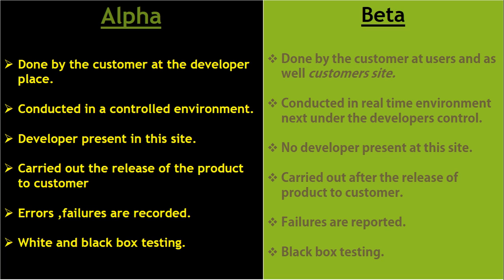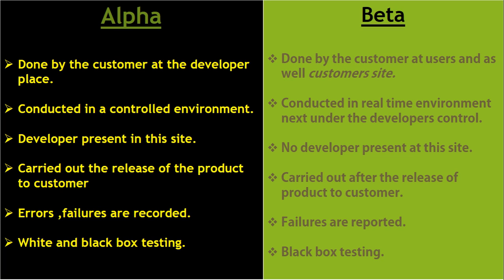In the third line, we see the developer's presence. In alpha testing, developers are present, but in beta testing no developer is present at the site. This is also a difference between alpha and beta. Next, alpha testing is carried out before the release of the product to the customer, but beta testing is carried out after the release of the product to the customer.